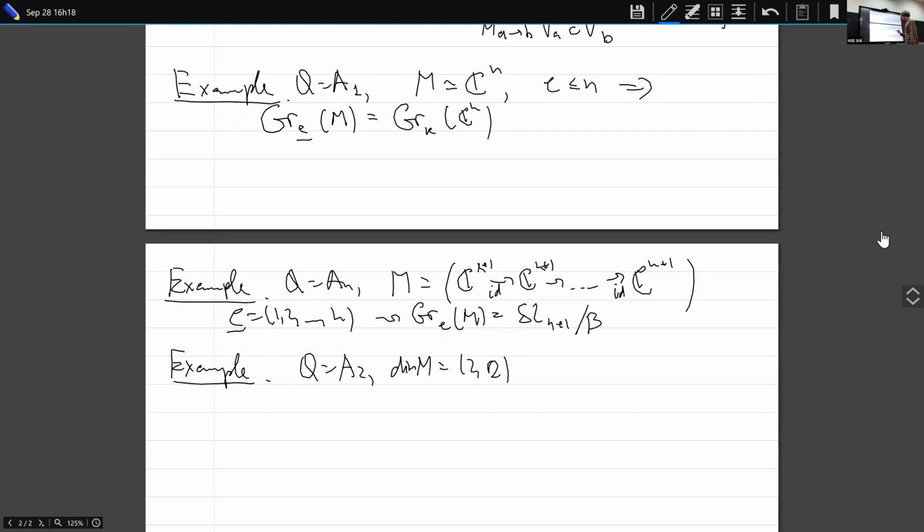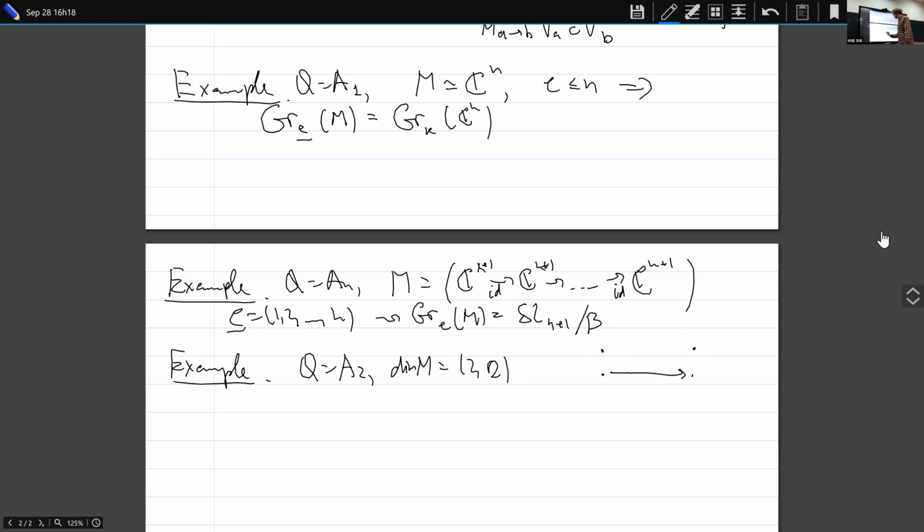The representation looks as follows. So we have a two-dimensional vector space here and a two-dimensional vector space here. These are just basis vectors, and then the maps are something like this. One vector is mapped here, and the other vector is mapped to 0.